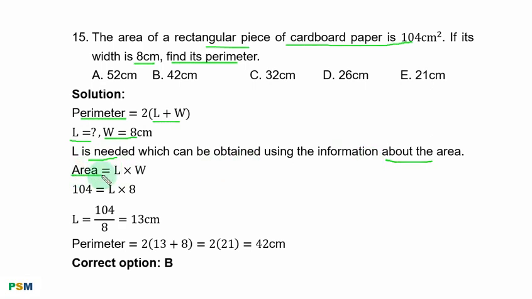Area is equal to L times W. That is 104 equal to L times 8. Divide both sides by 8. L is equal to 13 cm. Therefore, perimeter is equal to 2 bracket open the length 13 plus the width 8 bracket close. You have 2 times 21 equal to 42 centimeters. The correct option is B.